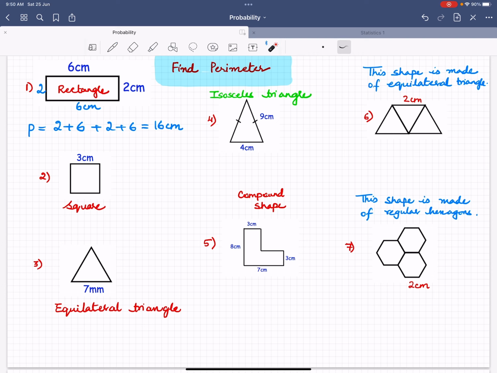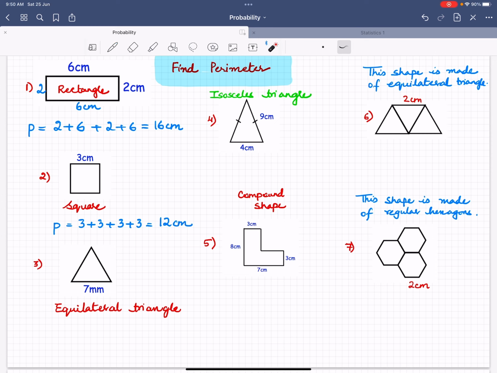Let's look at the second question. In question 2, we are given a shape which is a square. So what is the property of a square? In a square, the length of all sides are equal. Therefore, if one side is given as 3 centimeters, all the other sides are 3 centimeters. Hence, we can find perimeter by adding the lengths 4 times, or we can multiply 3 into 4, and that gives us 12 centimeters.